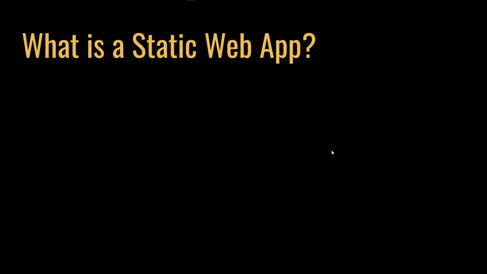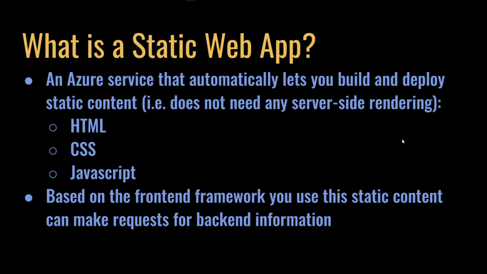Now we're going to get on to some of the theory before we get to some of the more fun demos. So first of all, what is a static web app? So a static web app is an Azure service, of which there are hundreds of services in Azure now, that will automatically let you build and deploy a static content website. And by static content we mean a website that does not need any server-side rendering.